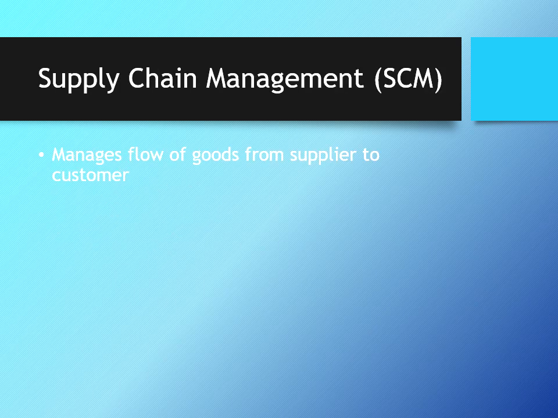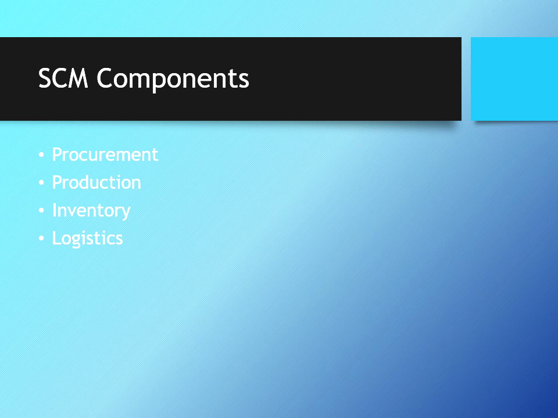Now we come to supply chain management. Supply chain management manages the flow of goods, information, and finances from supplier to customer. The components of SCM include procurement of raw materials, production planning, inventory management, and logistics and distribution. SCM ensures the right product reaches the right place at the right time.